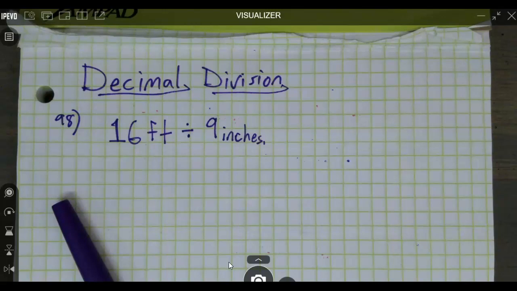Okay, so first we need to do 16 divided by 12, I think. Or no, we need to do 16 times 12. Okay.